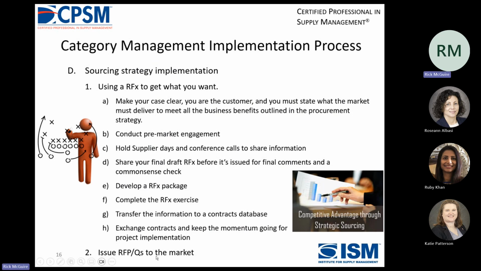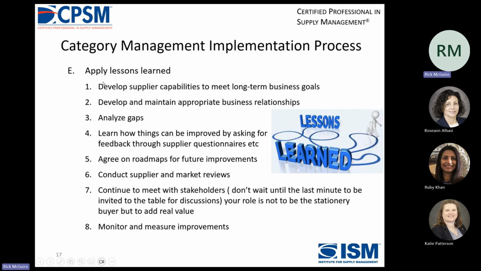And I don't know why this is step 2, because it actually kind of happened up in here. Apply lessons learned, just the last step. And this is always a good step. Develop supplier capabilities to meet the long-term goals, develop and maintain appropriate business relationships, analyze gaps, learn how things can be improved, agree on roadmaps, conduct reviews with the supplier, conduct meetings with the stakeholders, and monitor and measure improvements.